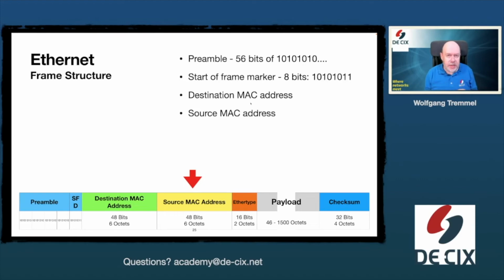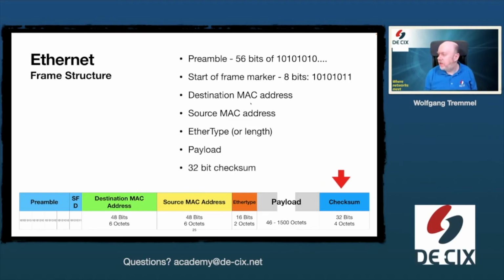Then we have the source address, that's the Ethernet address of the sender. Then we have 16 bits called an ether type. Ether type tells the CPU, the network stack, what kind of payload this Ethernet frame contains. Is it IPv4? Is it IPv6? Or is it something else? So that's coded into the ether type. And at the end, we have a checksum.